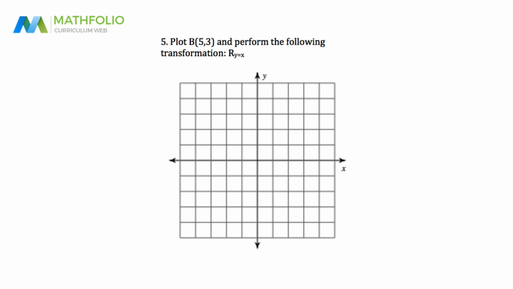Okay, number 5, it's another transformation question. It's asking us to plot B, which is at (5, 3). So 1, 2, 3, 4, 5, 3 goes up here. This is point B. And it says perform the following transformation, which is a reflection over y equals x. So I'm going to change the color, grab a pen and the line tool. So the line y equals x is right here.